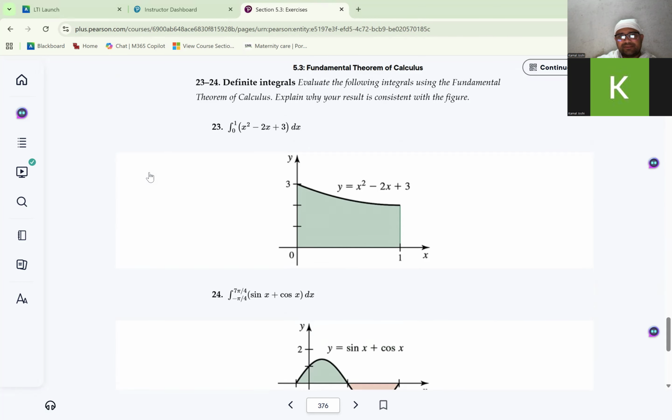Definite integrals. Evaluate the following integrals using the fundamental theorem of calculus. Explain why your result is consistent with the figure. Okay, evaluate this using the fundamental theorem of calculus, it says.